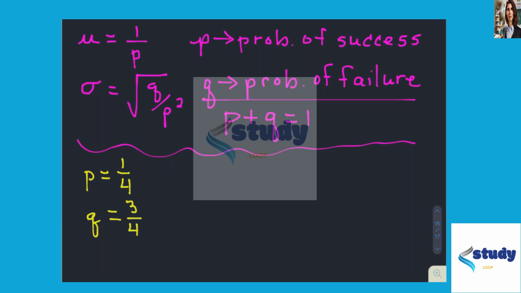So we are now ready to apply these formulas now that we have values for P and Q. So to calculate the mean of this geometric distribution of workers, we're going to do mu equals 1 over P, which would be 1 divided by 1/4, which is the same thing as 1 multiplied by the reciprocal. So the mean of this distribution of workers would be 4. So 4 workers.